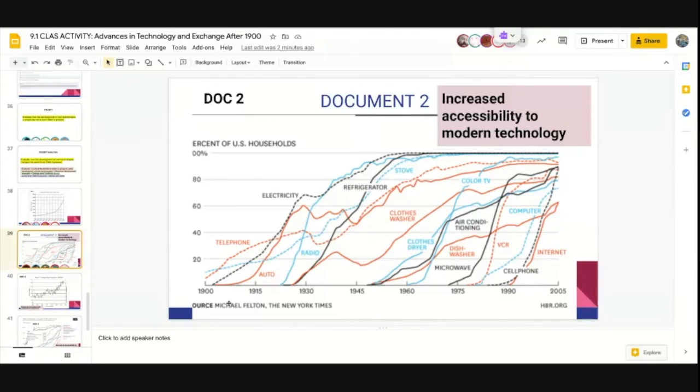This is the change in the United States from 1900 to 2000. What changed? It increased accessibility to modern technology. See that right there? It's like almost everybody has a stove, a color TV, refrigerator, electricity. It's all up there on that line, right? Cell phone and internet are lagging behind, but a lot of people have them, right?